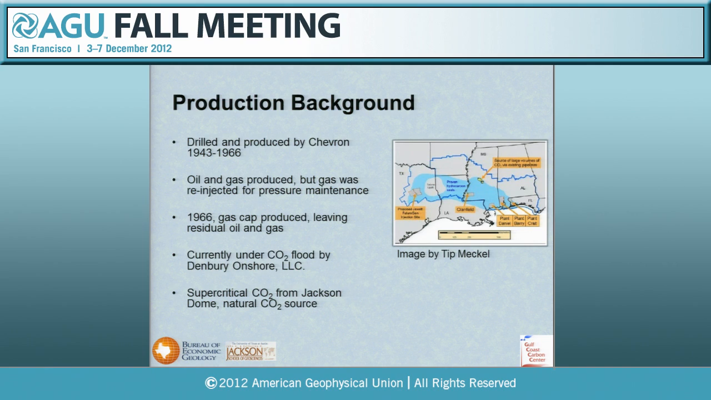The field was originally drilled and produced by Chevron from 1943 to 1966. The oil and gas were both originally produced, but the gas was re-injected for pressure maintenance. In 1966, the gas cap was produced, and it left residual oil and gas present in the field. It's currently under a CO2 flood by Denbury Onshore out of Plano, Texas, and they use supercritical CO2 from Jackson Dome, which is a natural CO2 source located here in Mississippi. The field itself is located right down here.